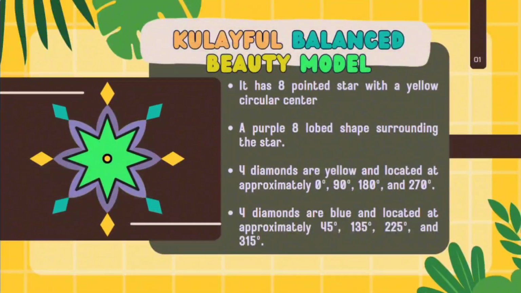It has an 8-pointed star with a yellow circular center, and a purple 8-lobe shape surrounding this star. 4 diamonds are yellow and located at approximately 0 degrees, 90 degrees, 180 degrees, and 270 degrees. And 4 diamonds are blue and located at approximately 45 degrees, 135 degrees, 225 degrees, and 315 degrees.